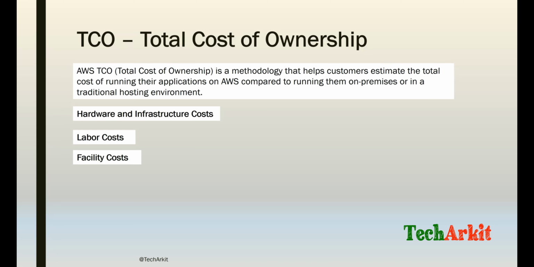Facility cost. For example, you need to have the data center, you need to have the power connectivity, and you need to have the space available to put those racks and servers and everything, right? So that's going to be the cost of building and renting the physical facility for your on-premises infrastructure, including the rent, utilities, and maintenance cost. So that's going to be the facility cost you have to calculate.